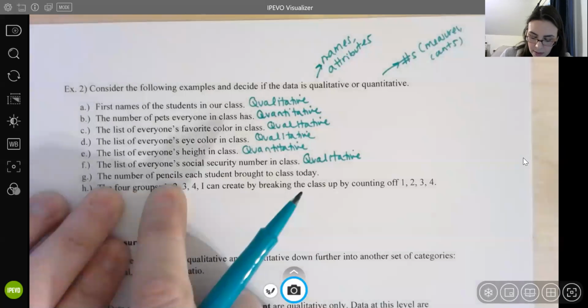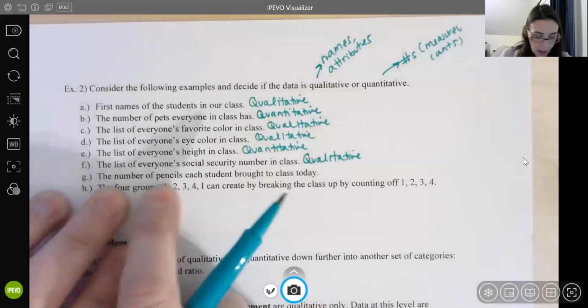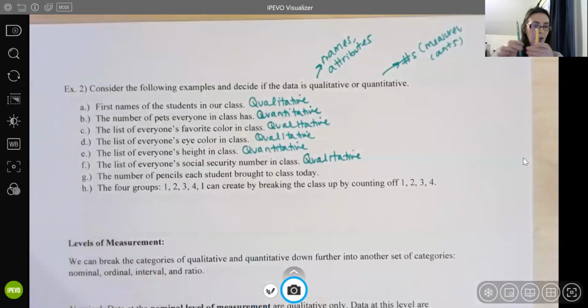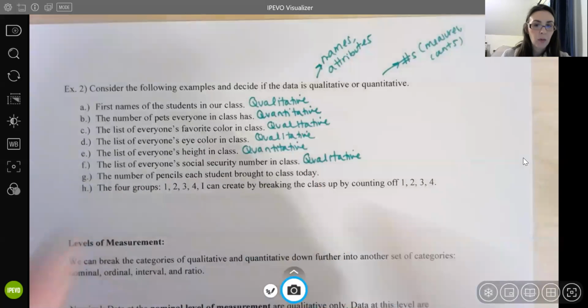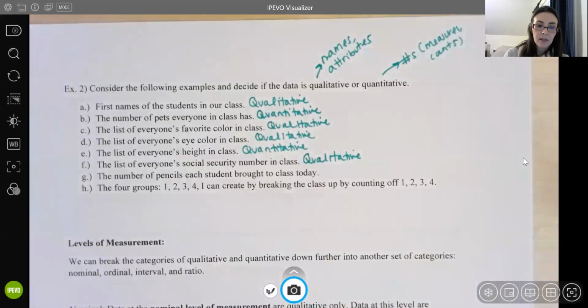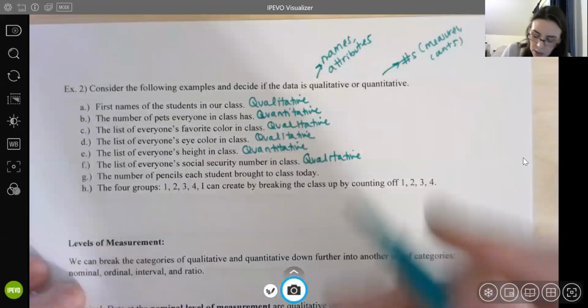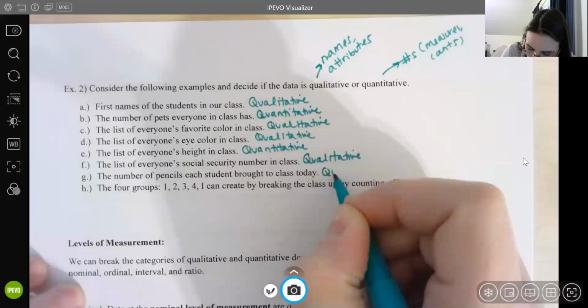The number of pencils each student brought to class today. Well, I have, we'll say pens too. I have 4, so I brought 4. Someone else may bring 1, 0, 10. So these are numbers, but they're actually numbers that we can work with, right? I could find the average number of pencils in the class, the total number of pencils. This is quantitative.